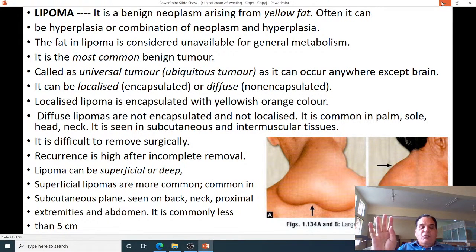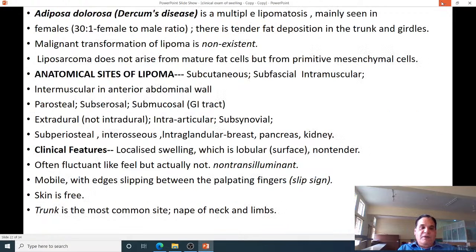Superficial lipomas are more common. Most of the lipomas are less than 5 cm. This is for MCQ. Dercum disease is painful multiple lipomas. This is Dercum disease. Mainly seen in females, 30:1 ratio. This is also for a short note. It is a tender fat deposition on the trunk and girdle, that is the back.